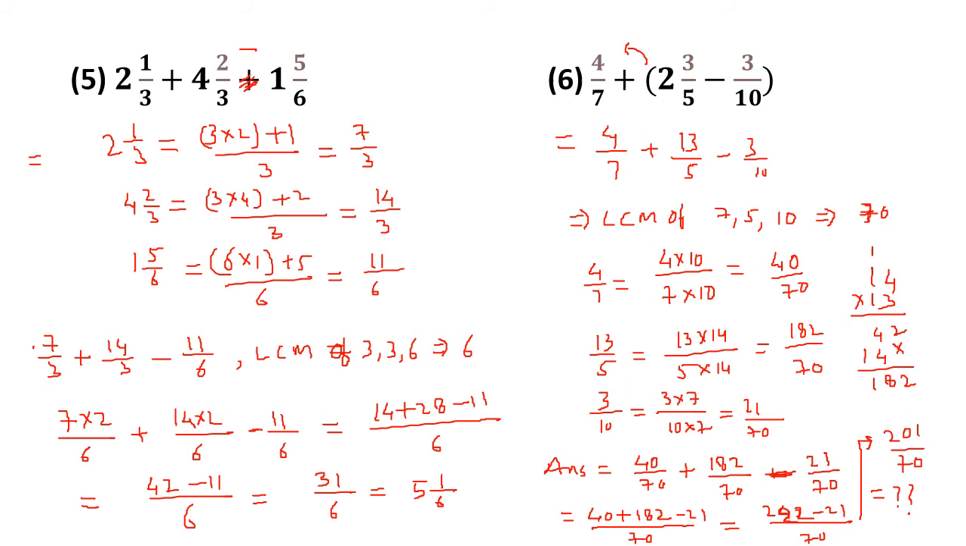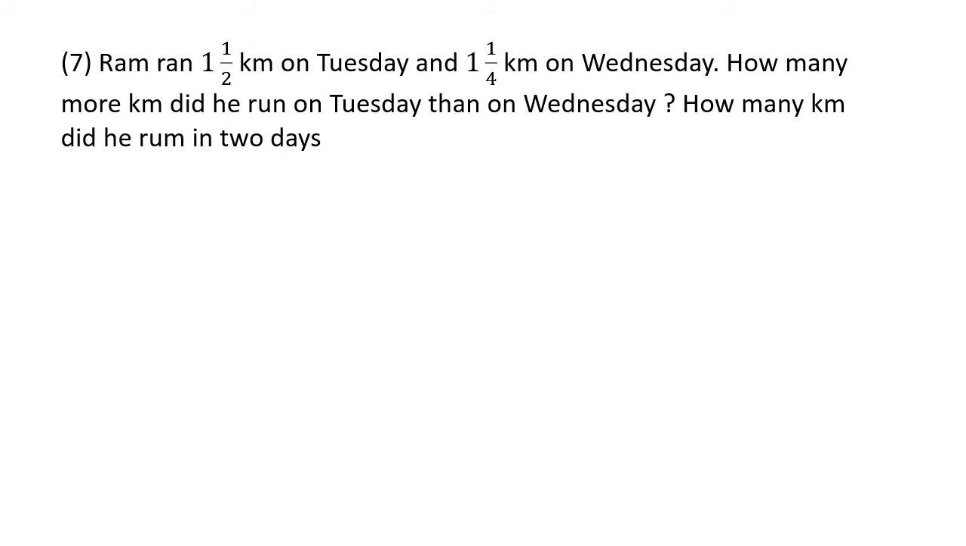Let's proceed with some word problems. So let's take example number 7. It says Ram ran 1.5 kilometers. See how I read this number? 1.5. I can also read it as 1 whole 1 by 2, but I use the shortcut. I use the word 1.5 kilometer on Tuesday, and 1 and 1/4, 1 and a quarter, I can also say 1 whole and 1 by 4 kilometer on Wednesday. How many more kilometers did he run on Tuesday than on Wednesday? Meaning you have to find the difference between them.